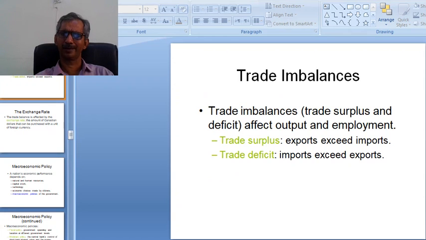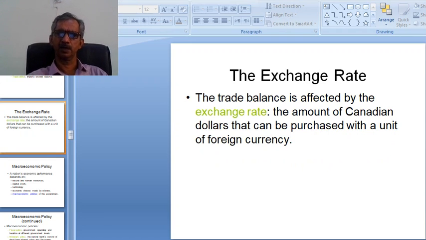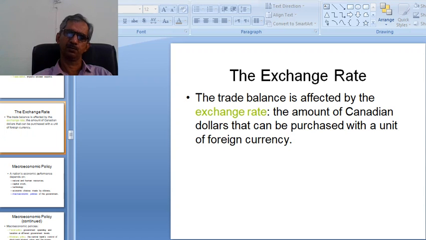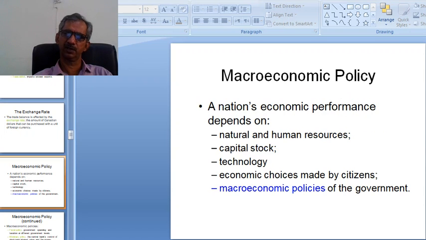Exports and imports, trade balances. We will be discussing trade balances. Trade surplus means your exports are more than your imports, and it has a positive impact on your employment. The trade deficit means your imports are greater than your exports. It is very important to understand the factors determining the exchange rate. The trade balance is affected by the exchange rate. The country's exchange rate is a very important factor affecting the trade balance of any country.